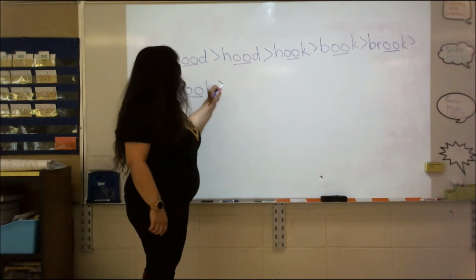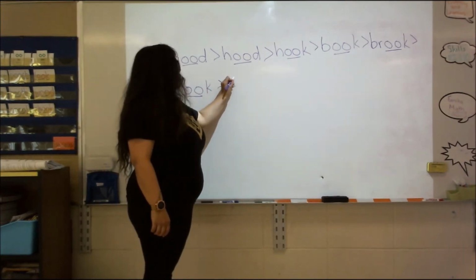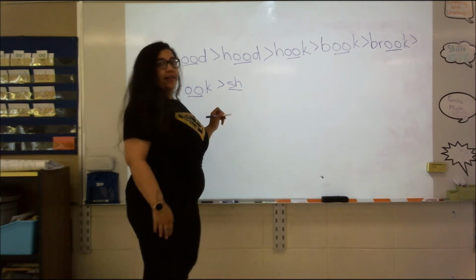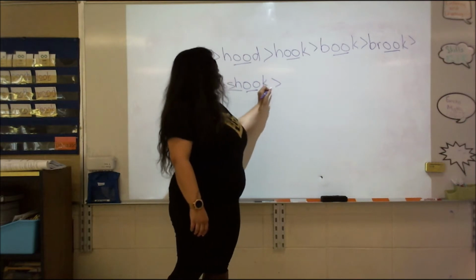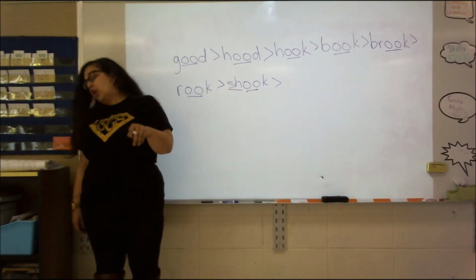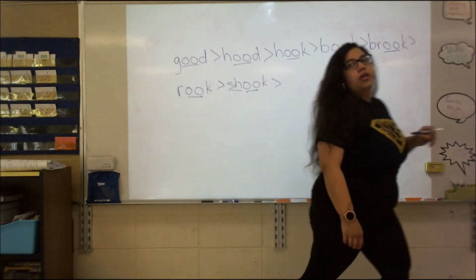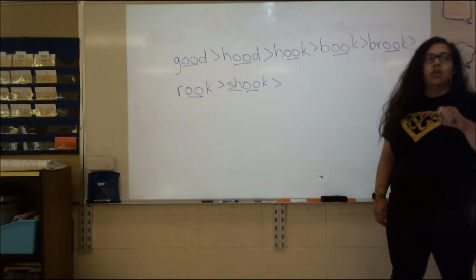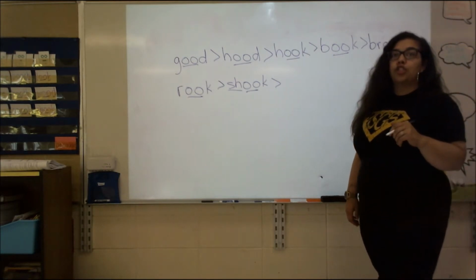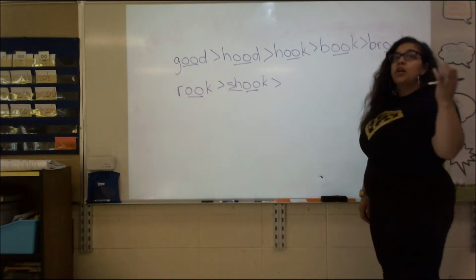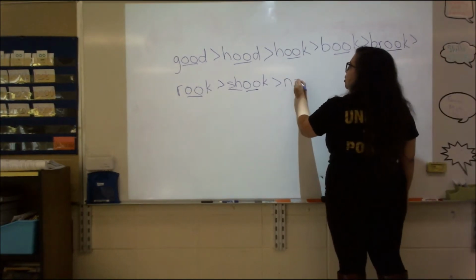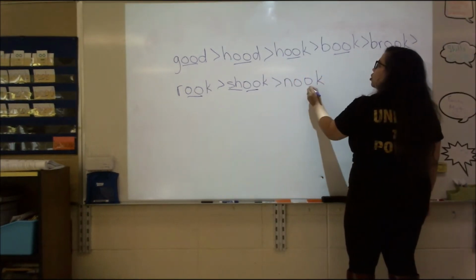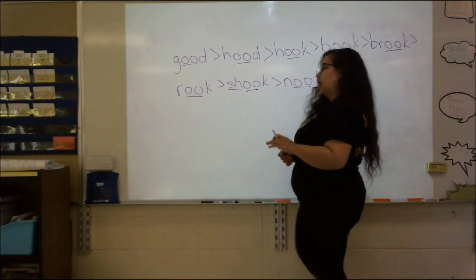Again, I'm changing the beginning sound. I'm going from r to sh, which is a consonant digraph. From r to sh, shook. Okay? From shook to nook. Shook to nook. What sound am I changing? The beginning sound. Excellent. I'm going from shook to nook. Shook to nook. Okay, almost done.